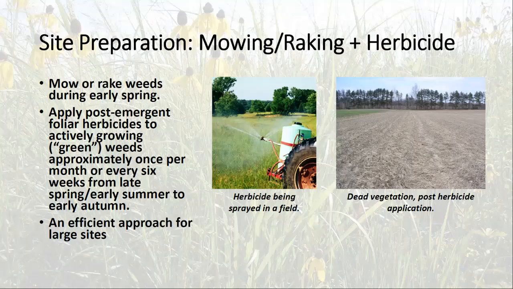One method is to mow and rake and combine that with a herbicide application. So some folks choose to mow or rake the weeds during early spring or maybe a little later. Then they apply herbicides to the green up that follows the mowing or raking. So you mow or rake, and then the weeds are going to regrow, or new germinates are going to grow. Either way, once the mowing or raking is done, the green up is tackled with some sort of foliar herbicide.